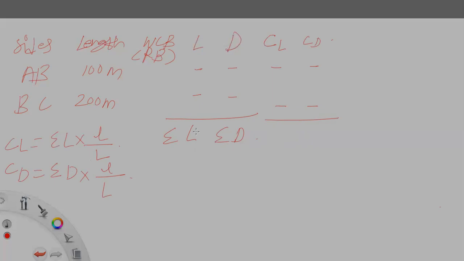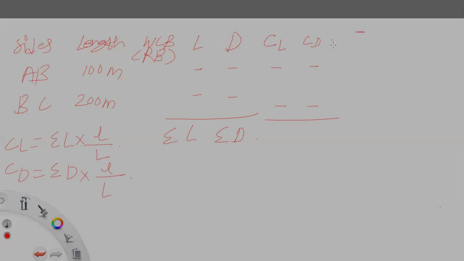Now after calculating the latitude and departure for all of your sides, your traverse will not have only two sides. Here I have written the two sides AB and BC, but you may have three sides, four sides, five sides, six sides, for triangle, rectangle, pentagon, hexagon, likewise that. Now after calculating your latitude, CL and CD, you need to apply the correction. So after applying the correction, what will you get?